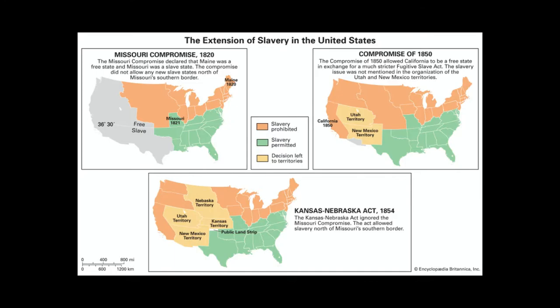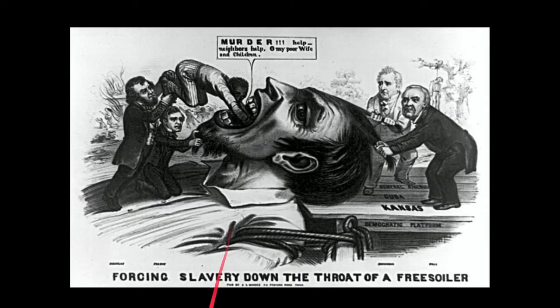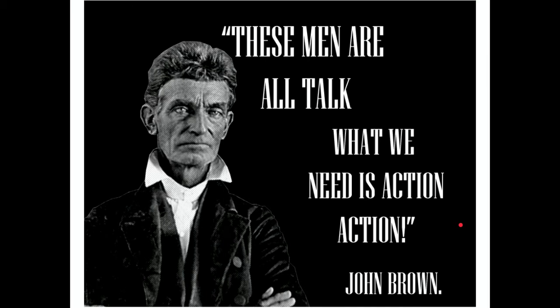So you can see here, we'll talk about this a little more in school, but the extension of slavery in the United States, how it is spreading from being just a southern thing to possibly expanding almost nationwide. All right, this is showing forcing slavery down the throat of a free soiler, being someone who is against slavery, against the spread of slavery. And this is supposed to be Stephen Douglas here with the beard, who is shoving slavery down the throat of the United States, which is going to bring us to John Brown.